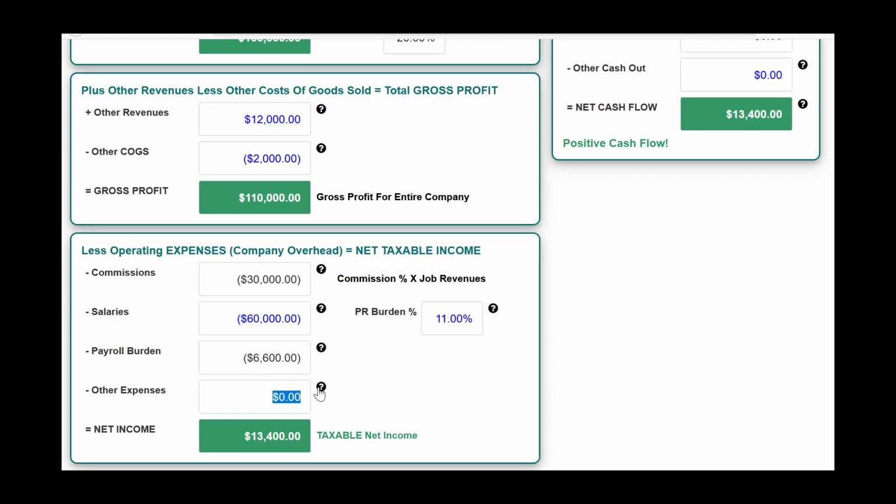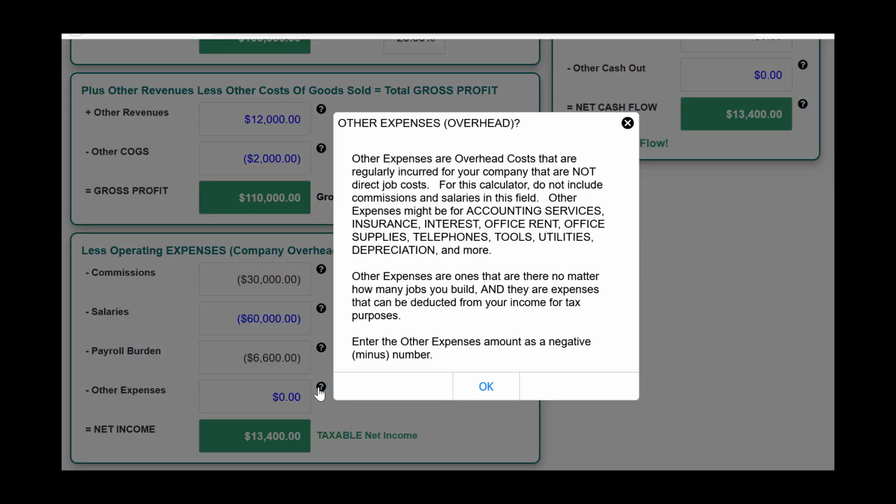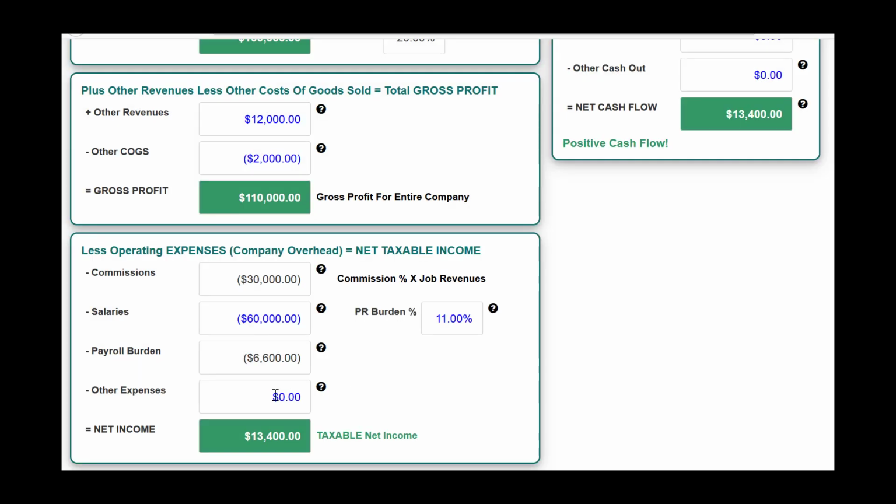Now the other expenses is for you to just go out and average what other things like accounting services, insurance, interest, office rent, office supplies, telephones, tools and utilities, depreciation and more, without the salaries, are costing you each year, or what you hope they cost. So let's just decide, who knows, maybe we figure out we're spending a couple thousand or so per month for this. So let's just say minus 24,000. And notice what happened as soon as I did that. Our 110,000 minus these various things means that we are doing a net loss right now based on this kind of expenses that we have to run our business.